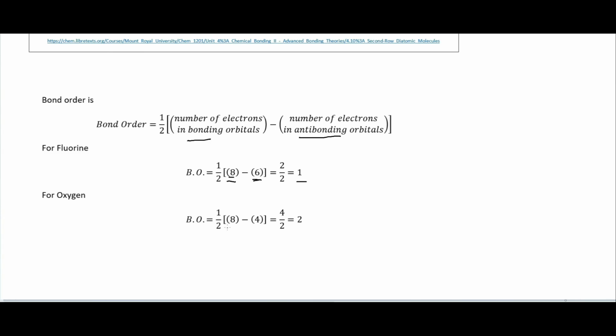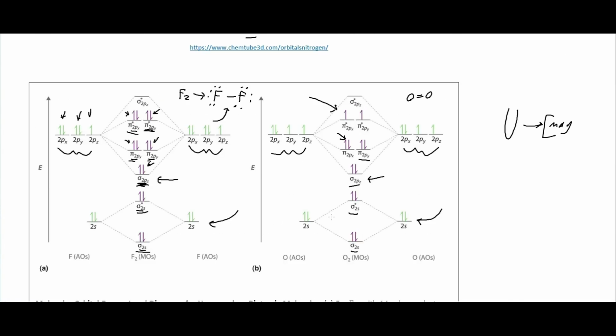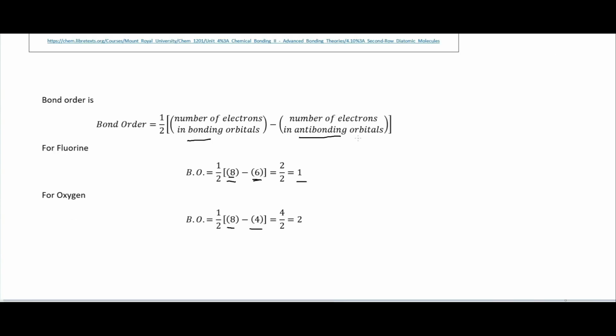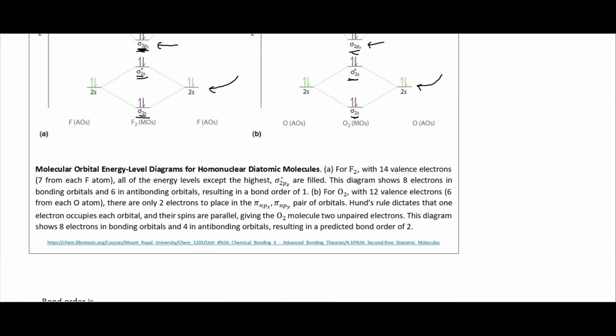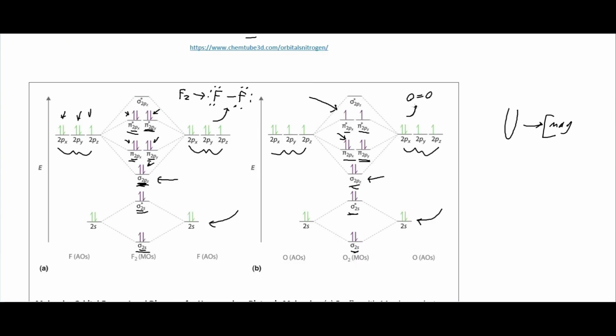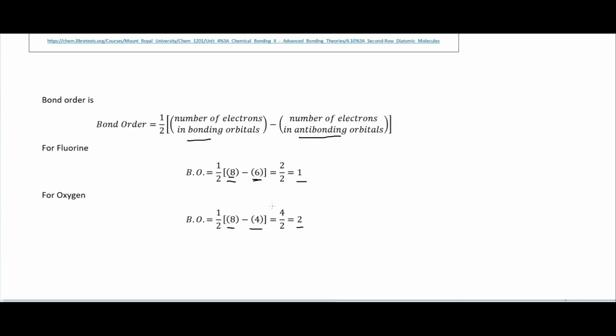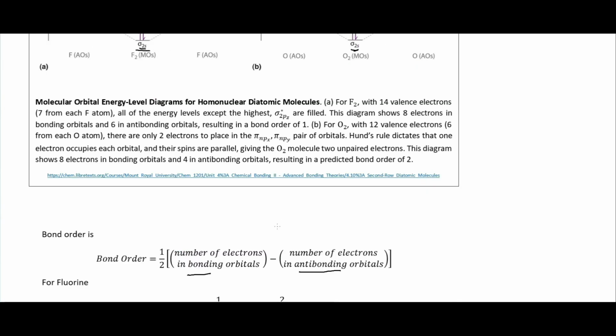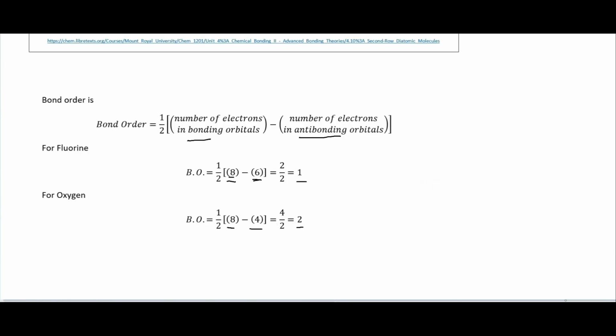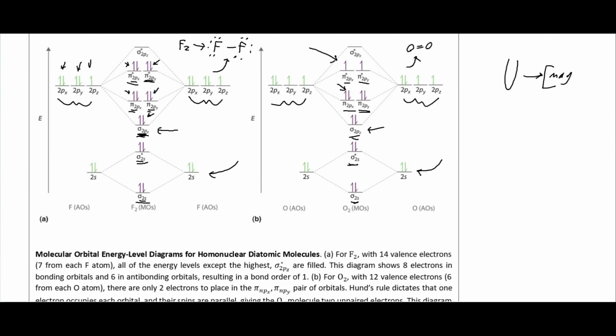So for oxygen, it's 8 minus 4. We have the 2, 4, 6, and 8 bonding. And then for the antibonding, we have the 2 and then the 3 and 4 here. And so it has a bond order of 2, and that's why we have the double bond on it. But anyway, that is the introduction, as I said, to molecular orbital theory and these molecular orbital energy diagrams, which will be used quite a bit in the next few videos.